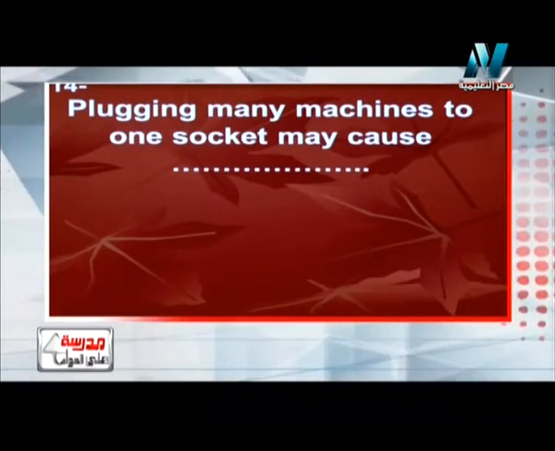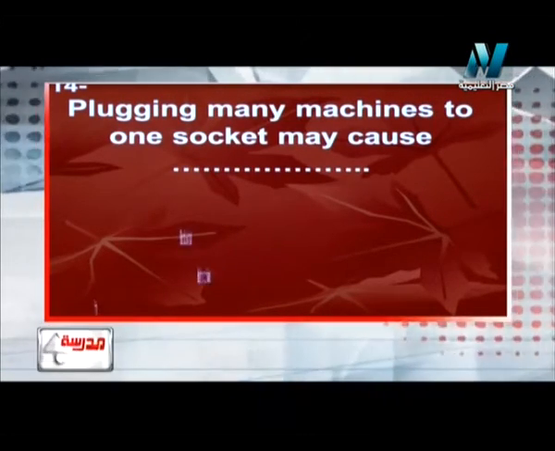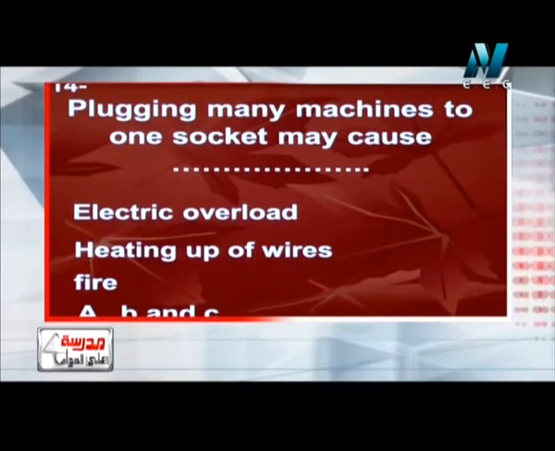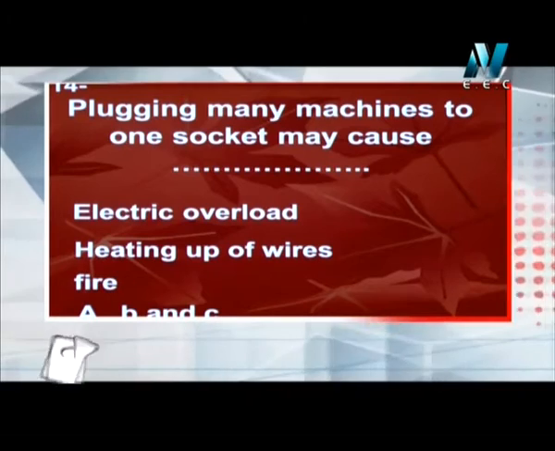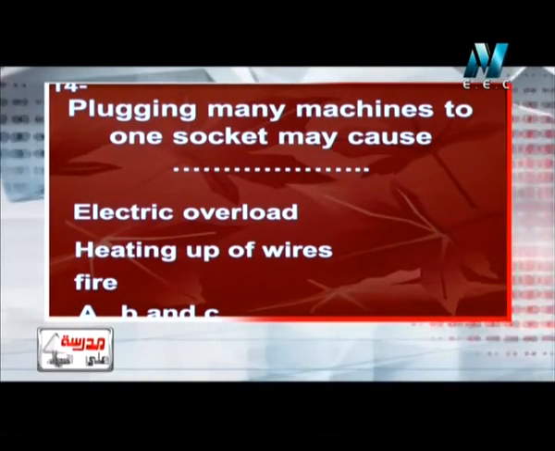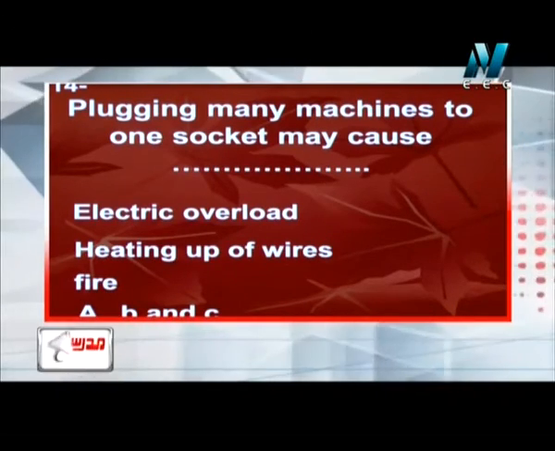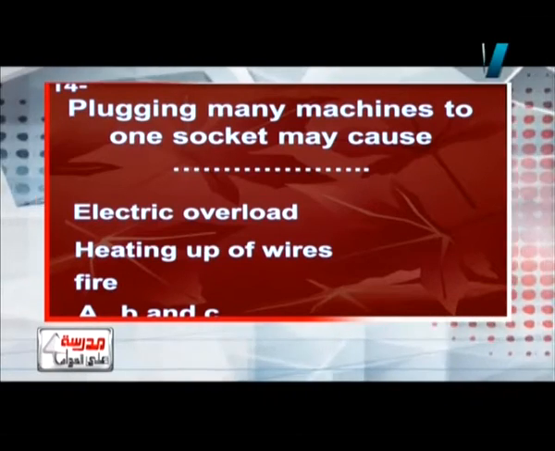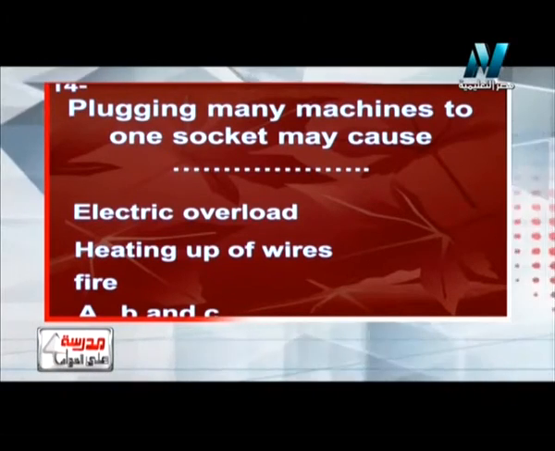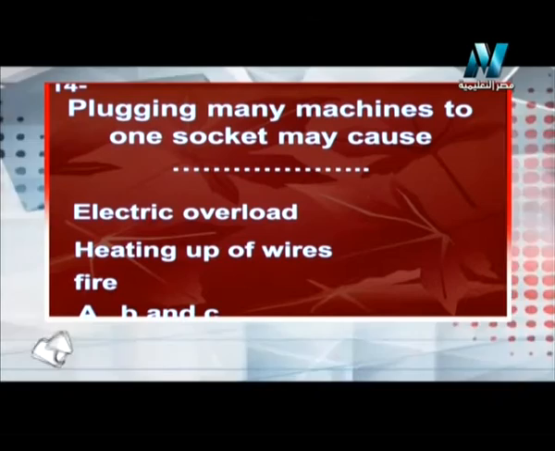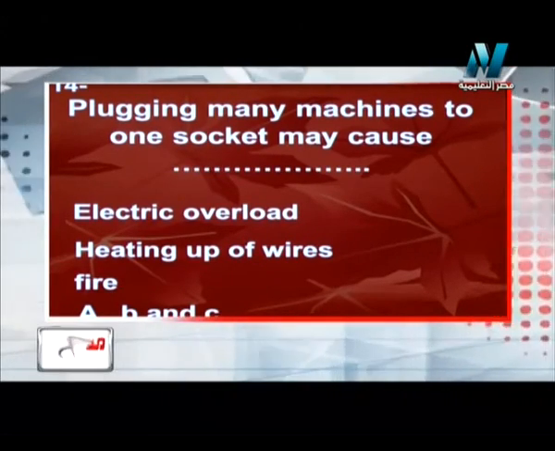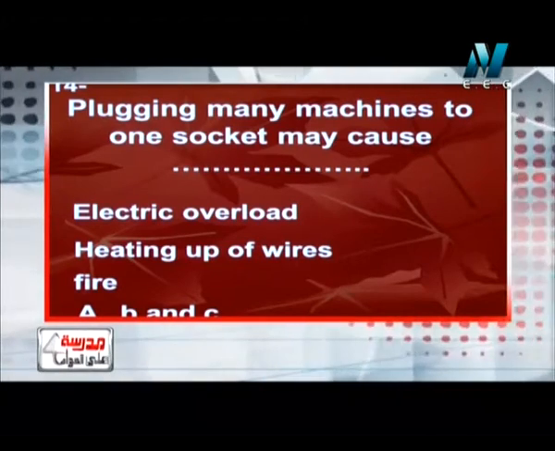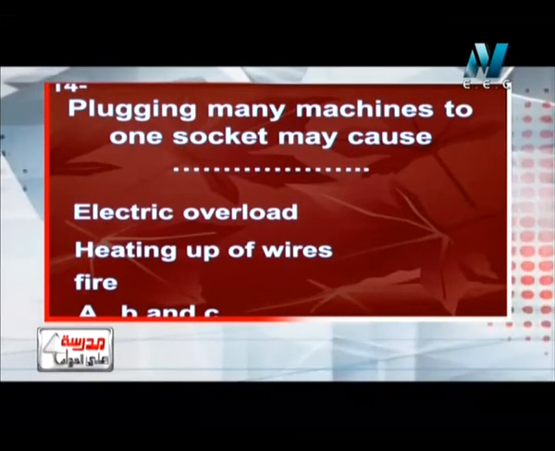Another question. Plugging many machines into one socket may cause electric overload, heating up of wires, or fire: A, B, and C. Again, plugging many machines into one socket may cause electric overload. It's a right answer, but all of the other answers are right also. The last one is hidden: A, B, and C.